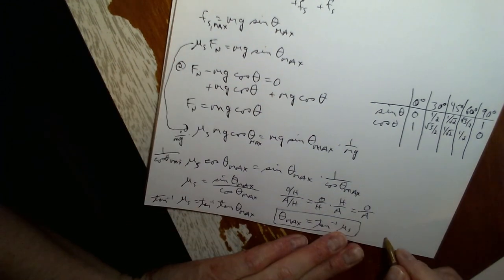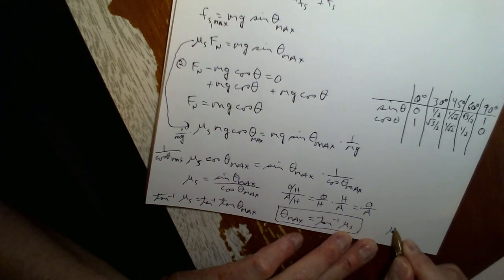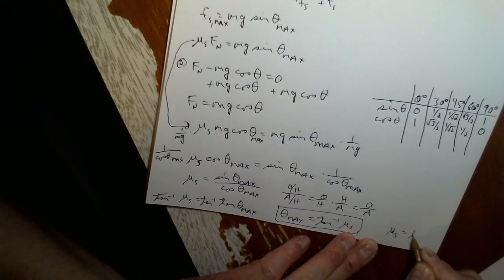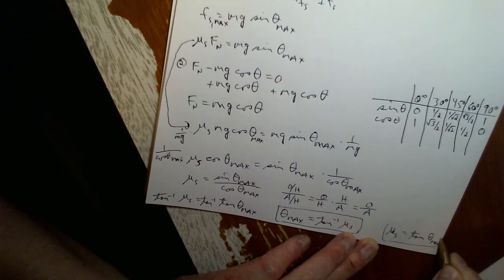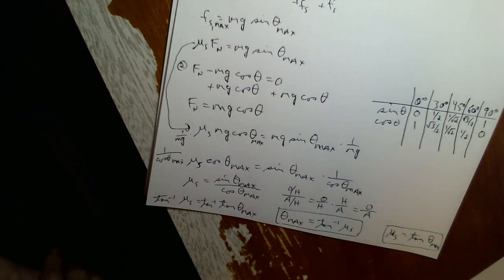Because this also means that the static friction coefficient is equal to tan theta max, which is one reason I like this equation. You can use this equation to measure the coefficient of static friction by measuring the angle theta max at which the object on the inclined plane starts sliding. So yeah, if you have a protractor, you can try that. You don't even need a protractor, right? You can measure tan theta max, right?